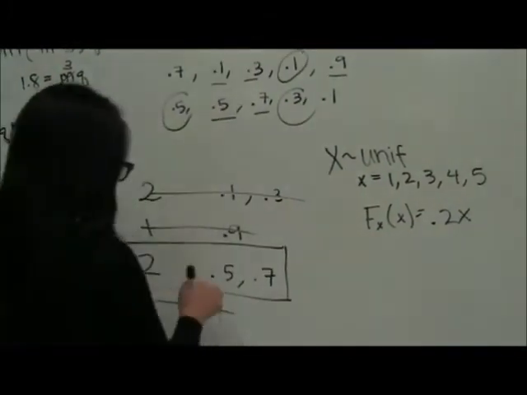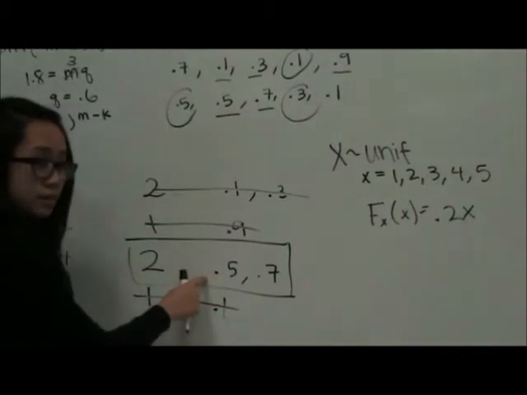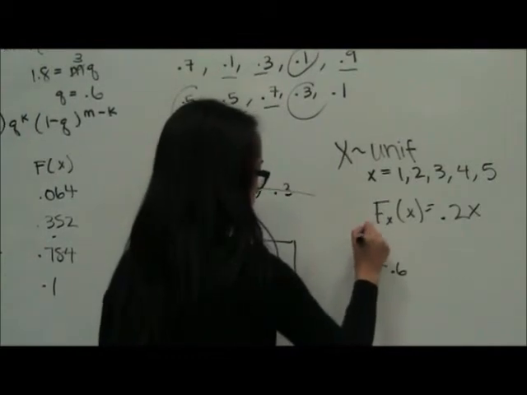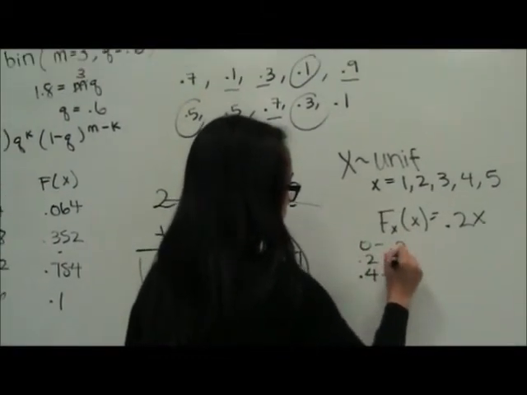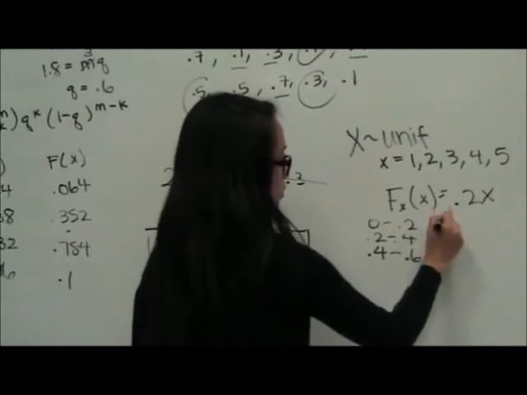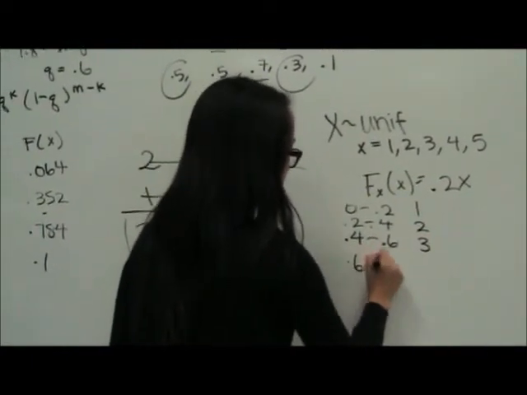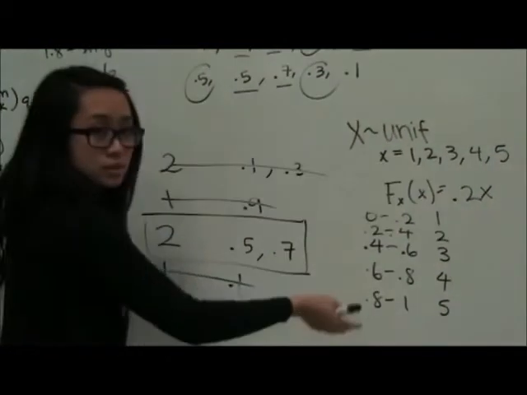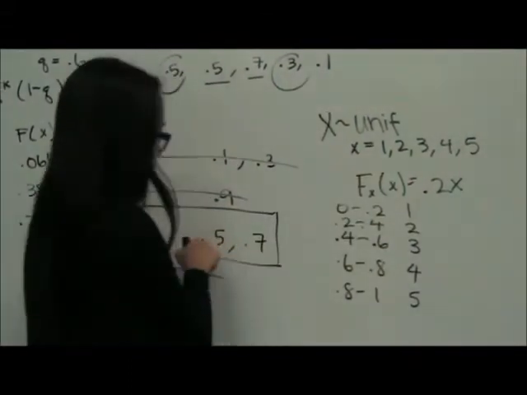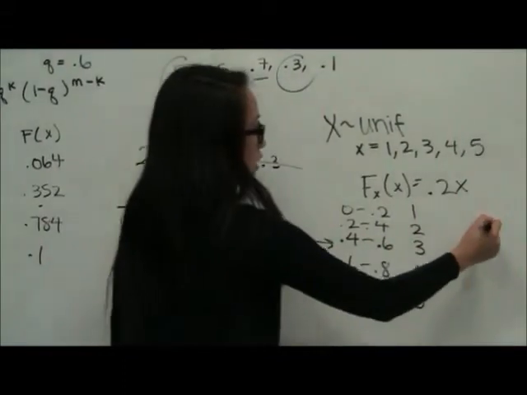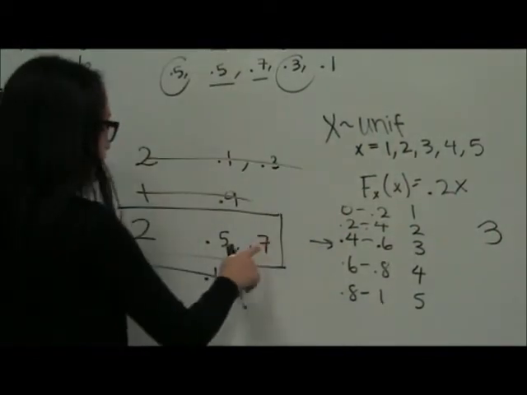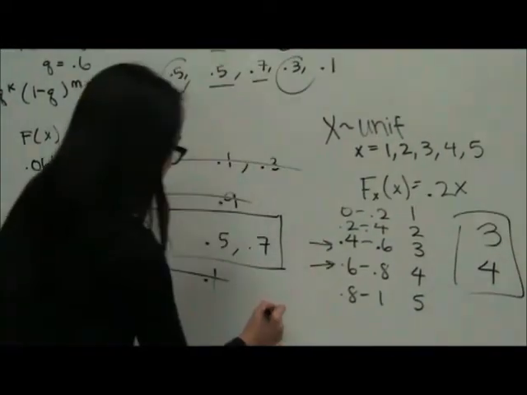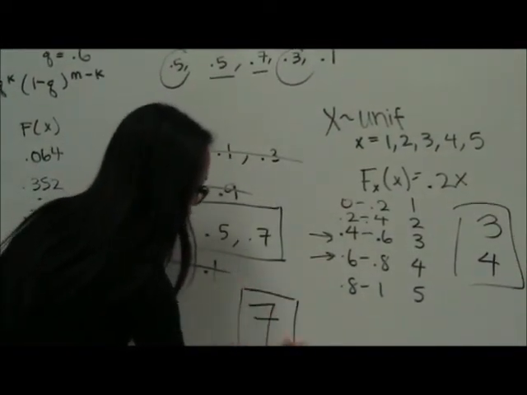So we know the first value is 0.5. Let me write it this way: 0 to 0.2, 0.2 to 0.4, and so on. So this corresponds to 1, 2, 3, and then 0.6 to 0.8 is 4, and then 0.8 to 1 is 5, because of the cumulative of a uniform. And so your first value is 0.5, which is here, so you have 3 for your first severity. Then your next value is 0.7, which is here, so you have 4. And summing these 2 together, you get your final answer, which is 7. And that is your total amount of claims.